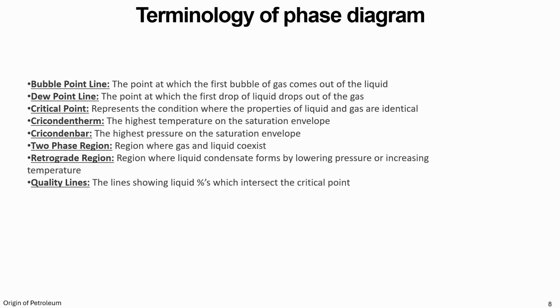This slide defines some key terms used in phase diagrams. The bubble point line is where the first gas bubble comes out of the liquid. The dew point line is where the first drop of liquid condenses from the gas. The critical point is where liquid and gas properties become identical. The cricondentherm is the highest temperature on the phase envelope, and the cricondenbar is the highest pressure. Understanding this terminology is essential before we classify fluid systems.